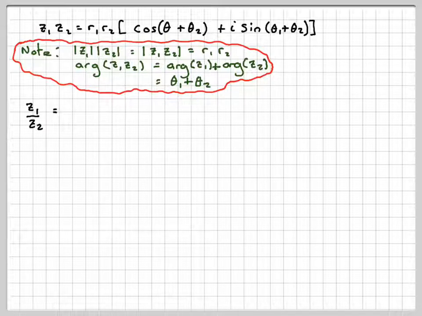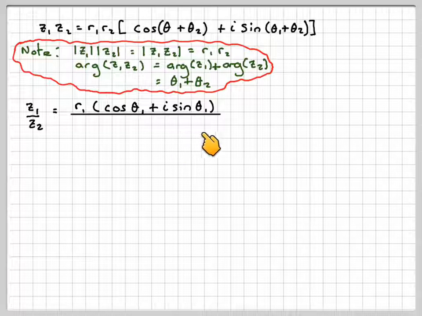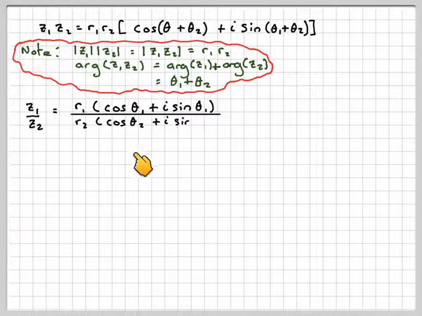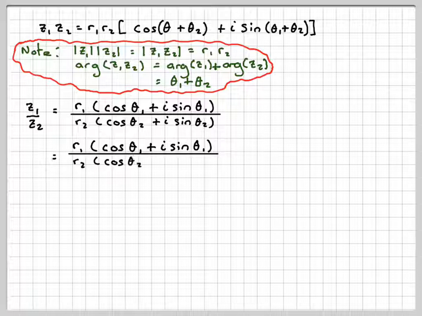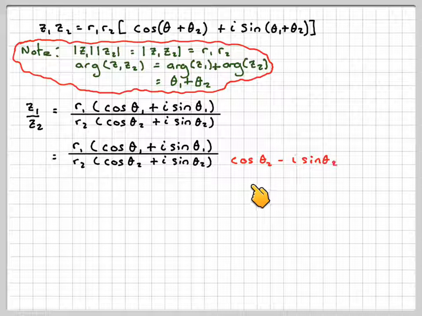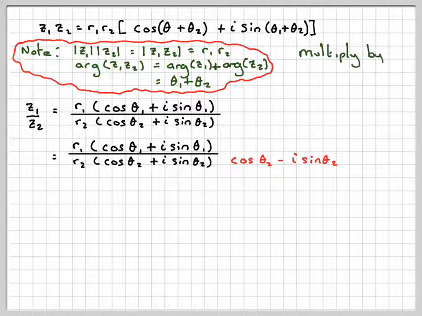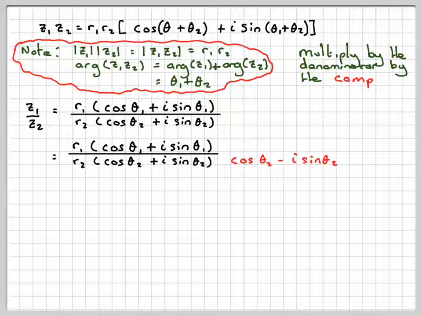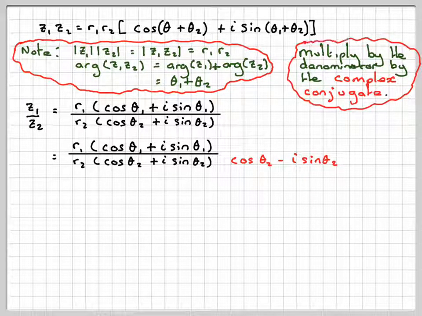Right, for the division, z1 divided by z2, that's going to be r1(cos theta 1 + i sin theta 1) divided by r2(cos theta 2 + i sin theta 2). So this bit we'll just deal with in a minute. Now remember, when we divide complex numbers, we look at the denominator and take the complex conjugate, which is going to be cos theta 2 minus i sin theta 2. We don't have to worry about the r2, just this bit here. So multiply the denominator by the complex conjugate. And then you have to do the same to the numerator.